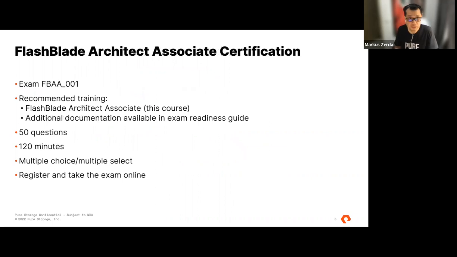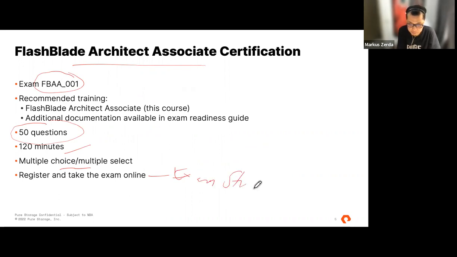Regarding the certification, this is the certification code for the FlashBlade Architect Associate. It has 50 questions, 2 hours to finish, multiple choice and multiple select, and you can register through Exam Studio. Make sure to check the exam readiness guide before you take the exam, and check all of the checklists in it.